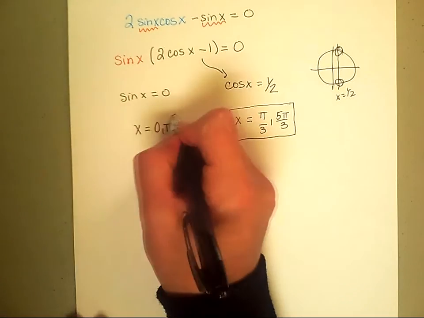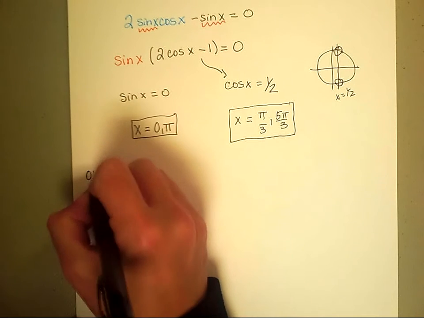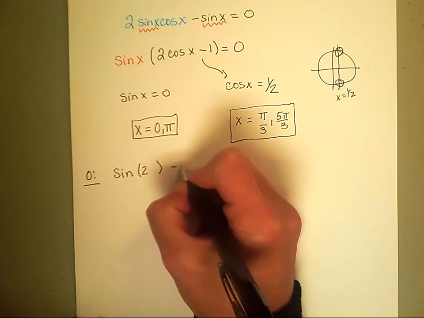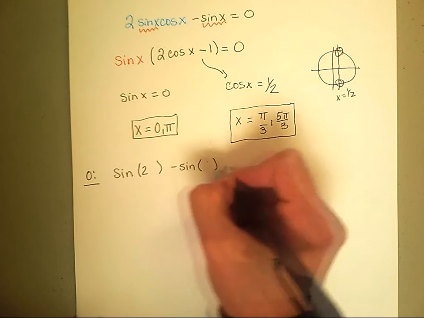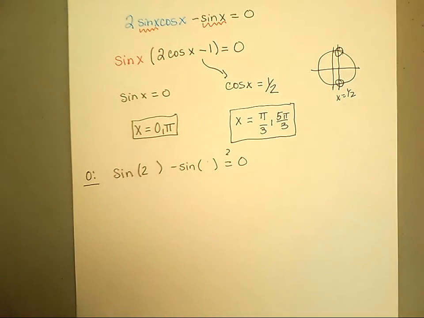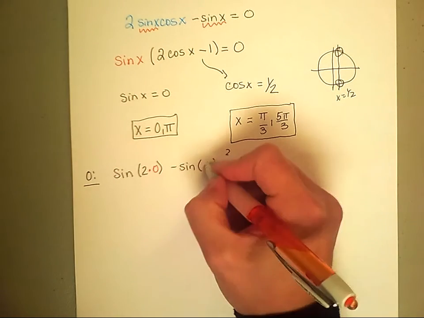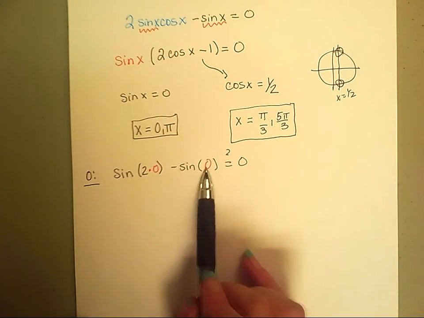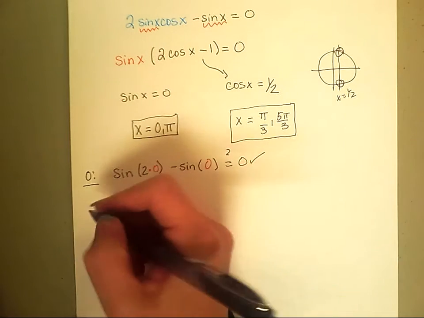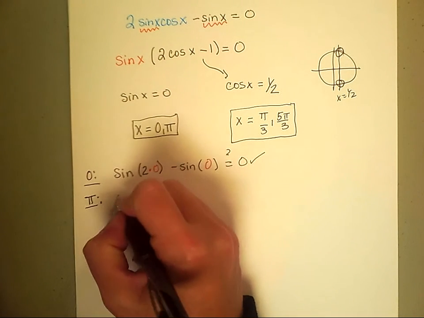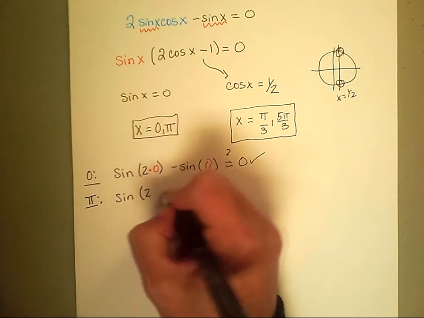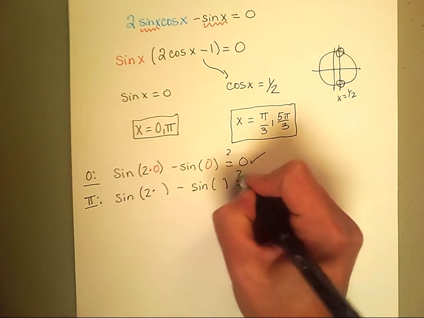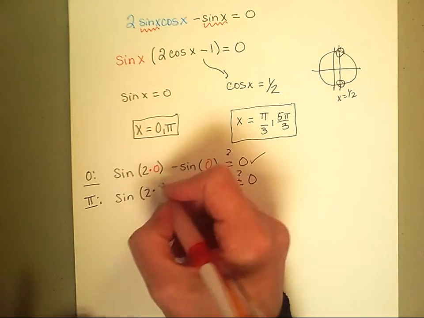Okay, so let's do that. Well, we have to check all 4. Okay, with 0. Is it that the sine of 2 times 0 minus the sine of 0 equals 0? Okay, so 2 times 0 and the sine of 0. Well, sure, that's just the sine of 0 minus the sine of 0, so that works. Okay. Let's check pi. Is the sine of 2 times pi minus the sine of pi, does that equal 0?